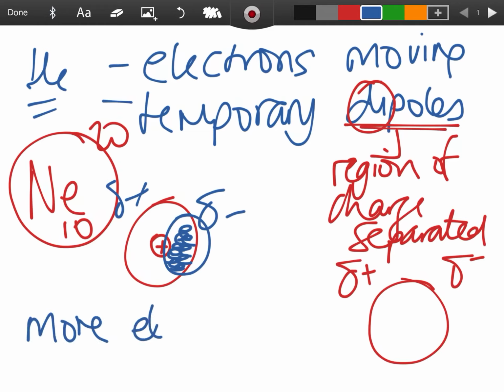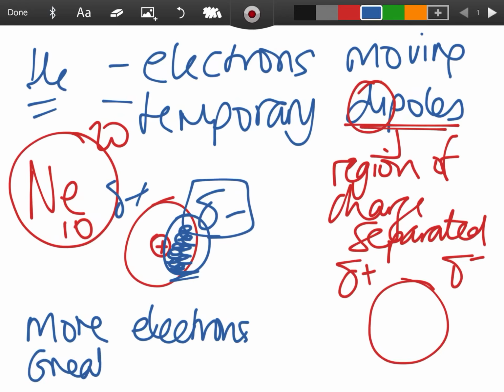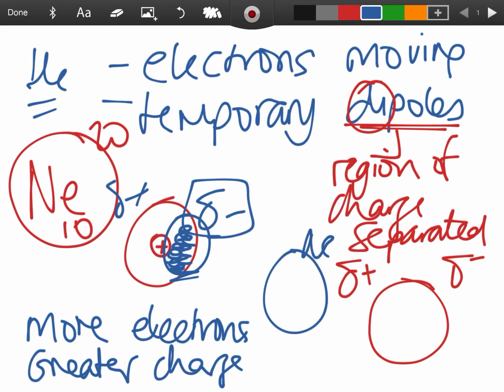What do you notice about the number of electrons? You have more electrons in an atom of helium. And therefore, what do you think you would say about the slightly negative charge? Greater charge, wouldn't it be? Because you have more electrons. So you have a greater negative charge, and then in the next helium atom that you'd have, slightly negative, slightly positive. So say all the electrons are over here.